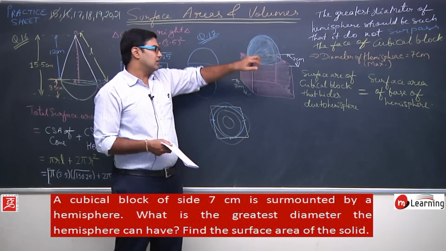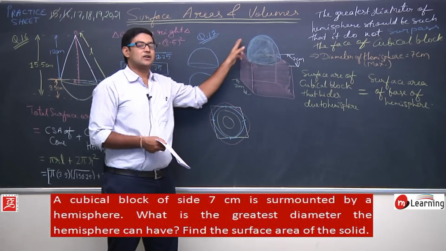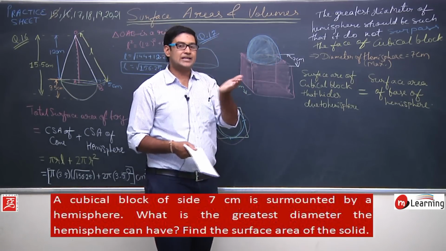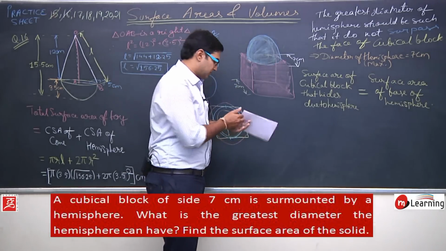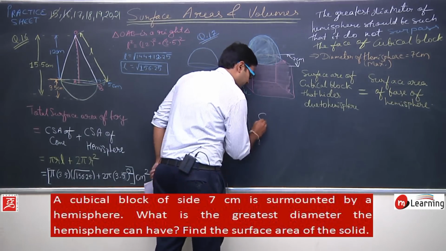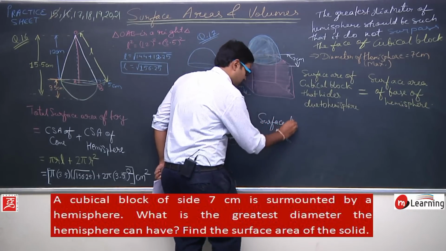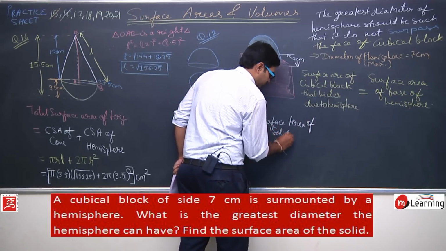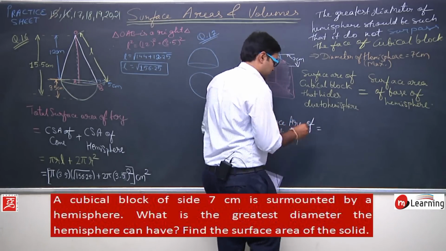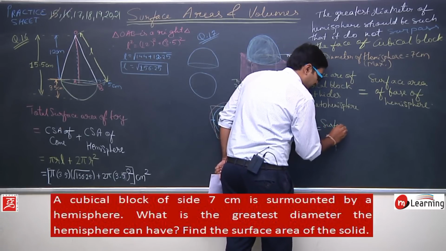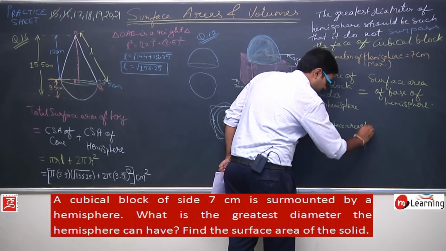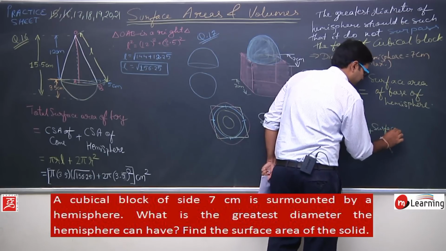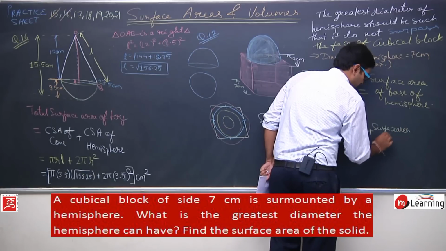I can calculate the curved surface area of this hemisphere. Why curved surface area? It's because the base area we cannot include, the base area is hidden. Okay, hence surface area of solid is equals to surface area of cube plus surface area of hemisphere.